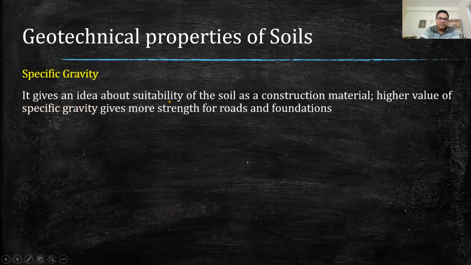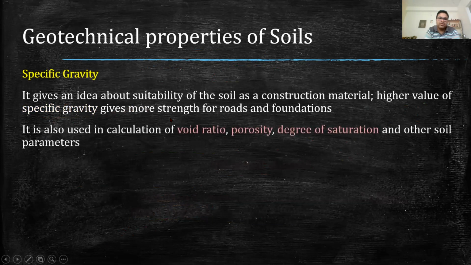Also, we can use this specific gravity to calculate other parameters of the soil, for example, the void ratio, porosity, and degree of saturation. These are the different parameters when we are going to study soil in detail. So first I will give you some insights into what a void ratio, porosity, or degree of saturation is. Here I will show you that on a different page.